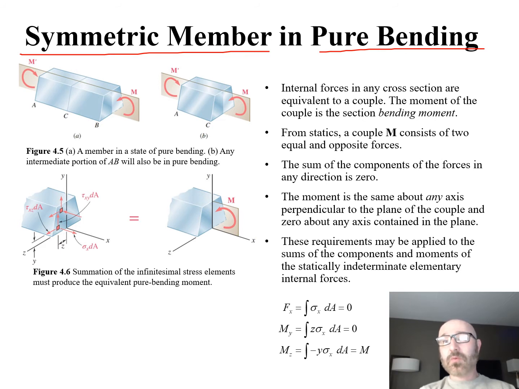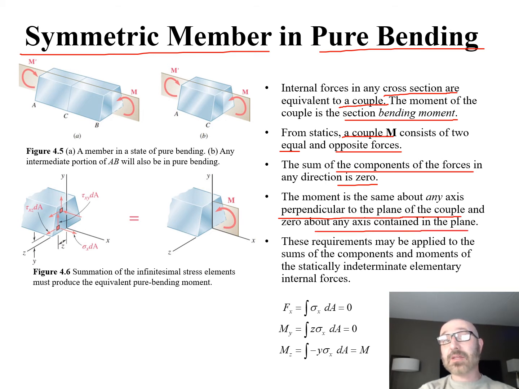So we have over here, what we want to note is that the internal forces of any cross section are equivalent to a couple. Now the moment of the couple is what's known as the section bending moment right there. Now from statics, we can recall that a couple M consists of 2 equal and opposite forces, and that the sum of the components of those forces in any direction is going to be equal to 0. Now this moment is going to be the same about any axis perpendicular to the plane of the couple, and 0 about the axis contained in the plane.